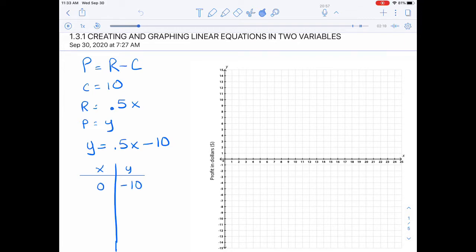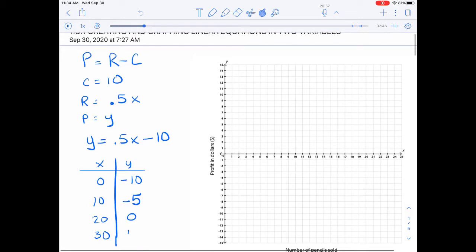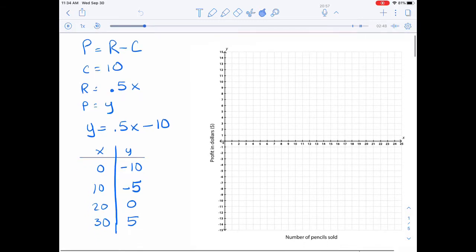If the store sells 10 pencils, the store owner will have lost $5. At 20 pencils, he finally breaks even, and he will neither have a gain nor a loss. At 30 pencils, the store will have earned $5. And at 40 pencils, the store will have earned $10.